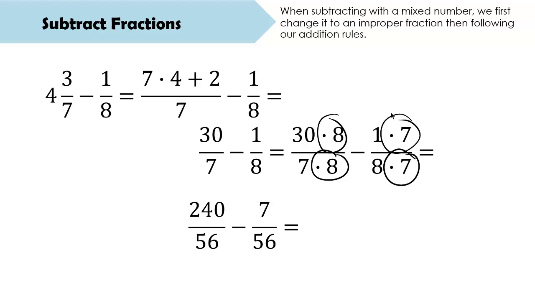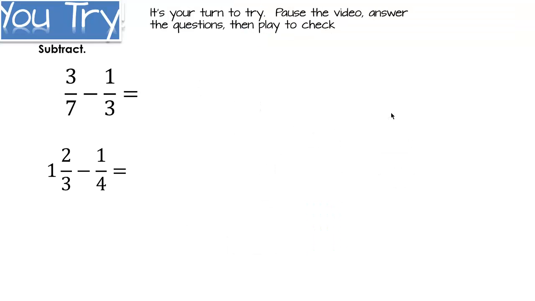That's great, because now we have a common denominator. So 240 minus 7 turns out to be 233 over 56. And that's my answer. Now it's your turn to try. So you're going to pause the video, answer the questions, then play to check.